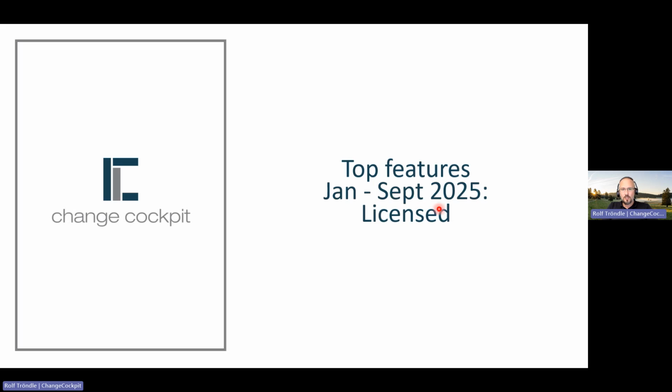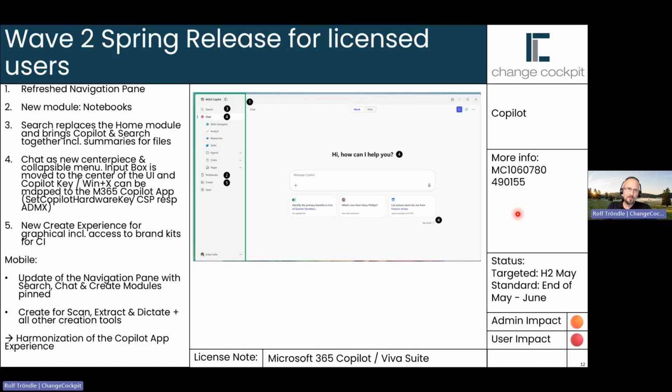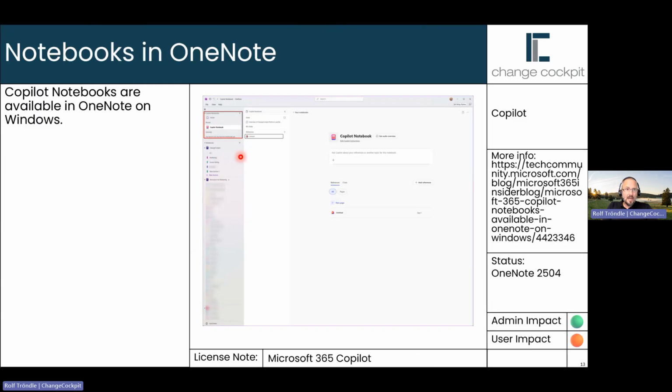Then my top features from January till September, Change Cockpit. I went through all the slides from the Change Cockpit about Copilot and picked them out for the licensed users. Again, the Wave 2 Spring Release, because it's the same, or the refreshed navigation pane, you will see no matter where you access Copilot. Then we have the Notebooks in OneNote integration.